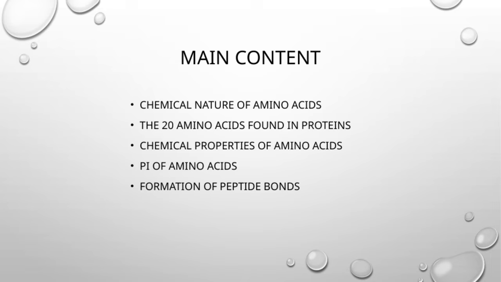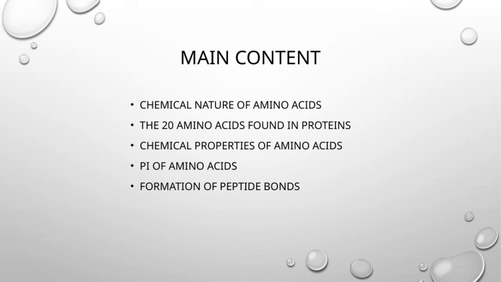For example, some amino acids are polar and can form hydrogen bonds, while others are nonpolar and tend to be buried inside the protein. Now, let's discuss the pI, or isoelectric point, of amino acids. The pI is the pH at which an amino acid carries no net electric charge. This is important because it influences solubility and how amino acids behave in different pH environments, especially during protein purification or analysis.